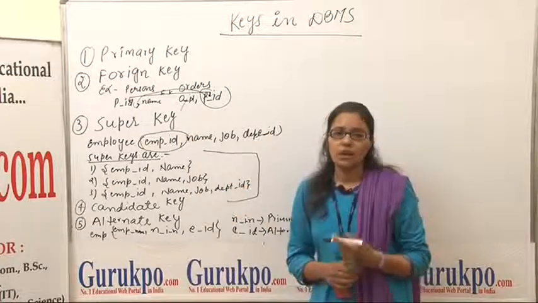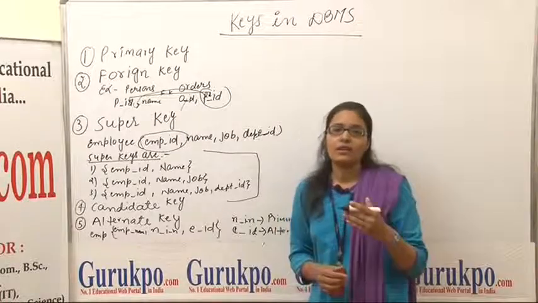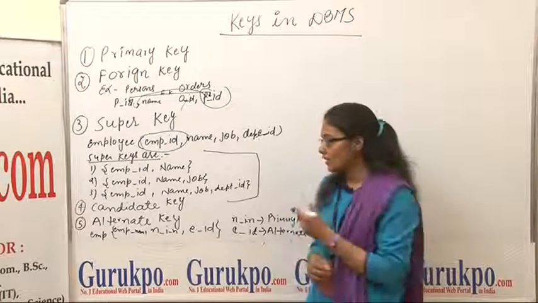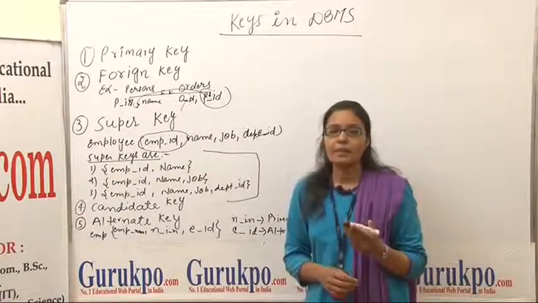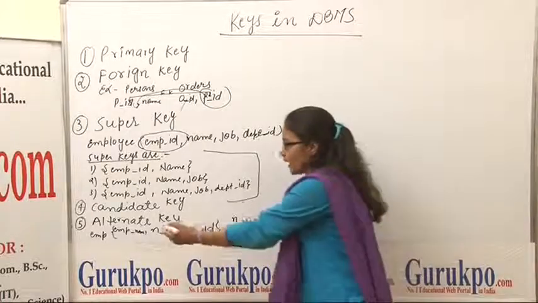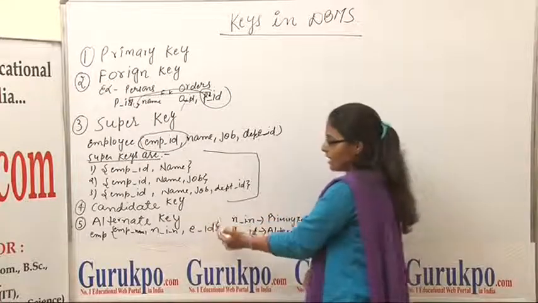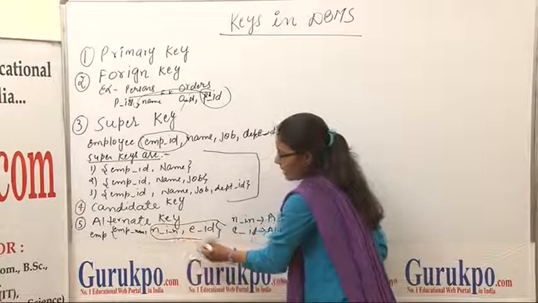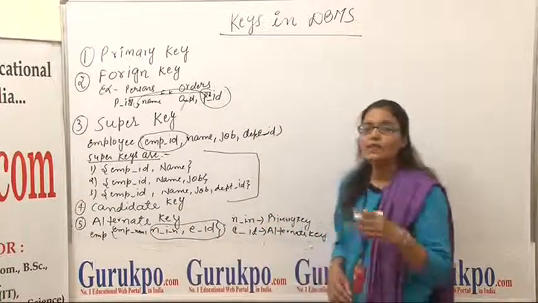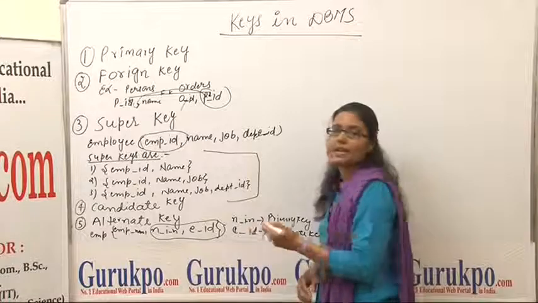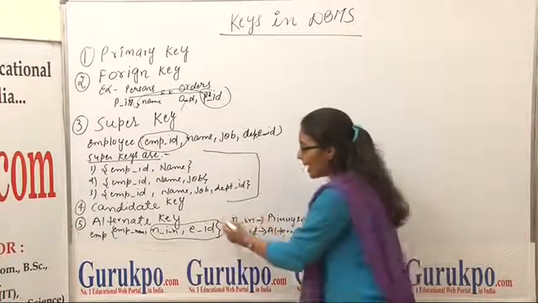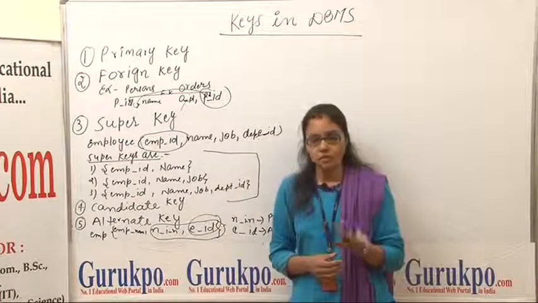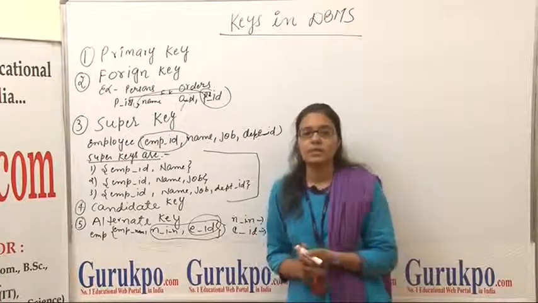Now next one is alternate key. A candidate key which is not the primary key is called an alternate key. For example, we have a table employee with the fields employee name, national insurance number and employee ID. So here national insurance number and employee ID are the candidate keys. If we choose national insurance number as the primary key, then the employee ID will be treated as alternate key. So that was all about keys in the database management system.